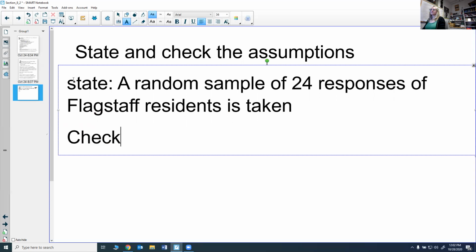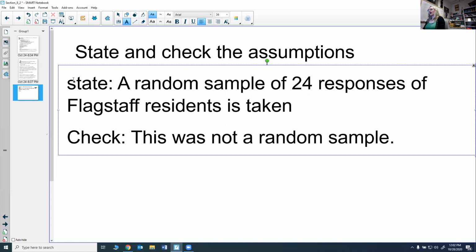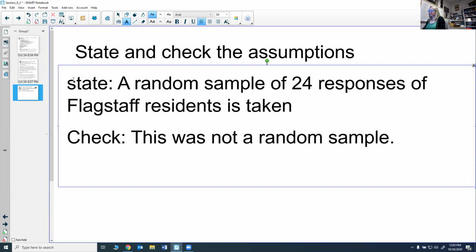Then we want to check it. So did we have a random sample? Well, the answer is no. This was not a random sample. I'm going to keep doing it even though I violated this one. That means my results of this are not valid. I can't say that this is really what the proportion is because I didn't have a random sample. It was a convenient sample, it's just the students that were in my class.